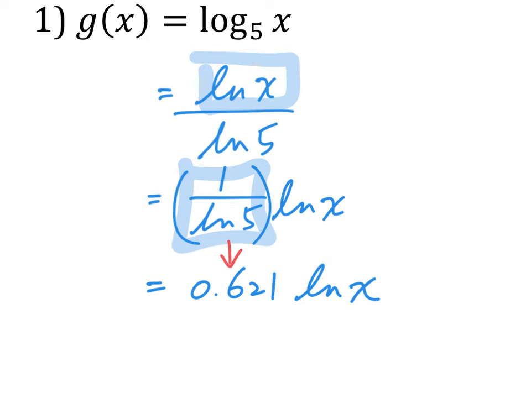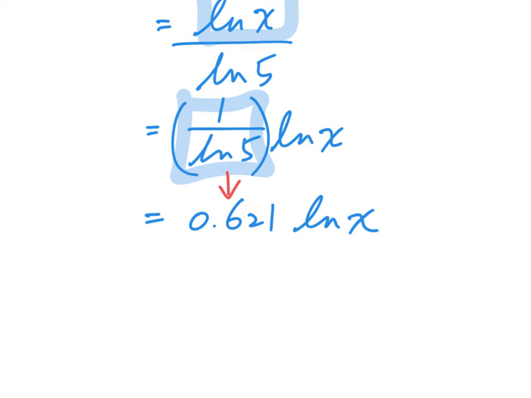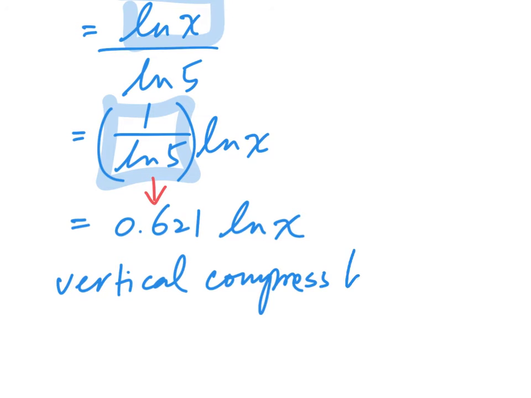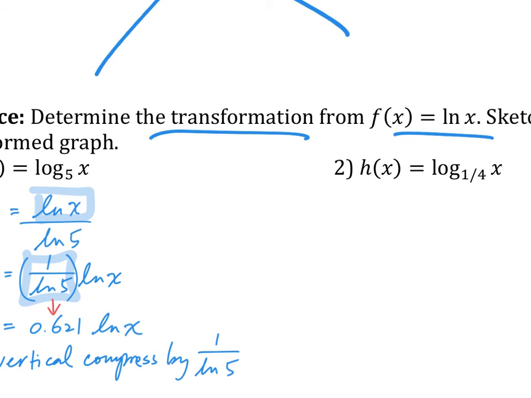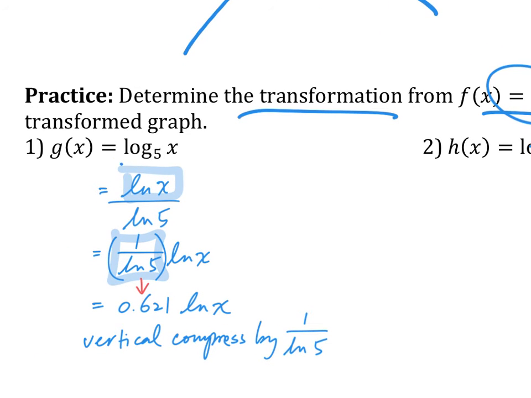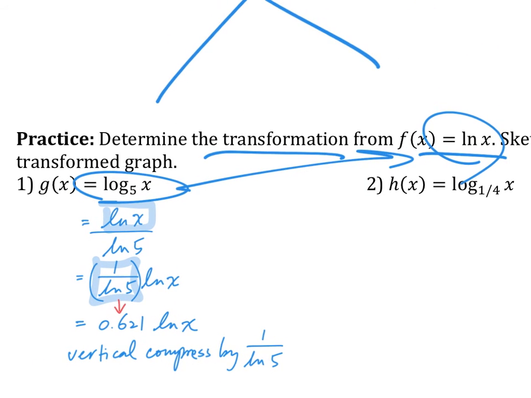And then what is 0.621? Well, that number is between 0 and 1. So this is a vertical compress. By a factor of what? By 1 over natural log 5. Okay, so let's review that. Whatever log they want you to transform, they want you to figure out the transformation from, you want to change this log into that log by change of base, and then look at what's being attached to it to figure out the transformation.